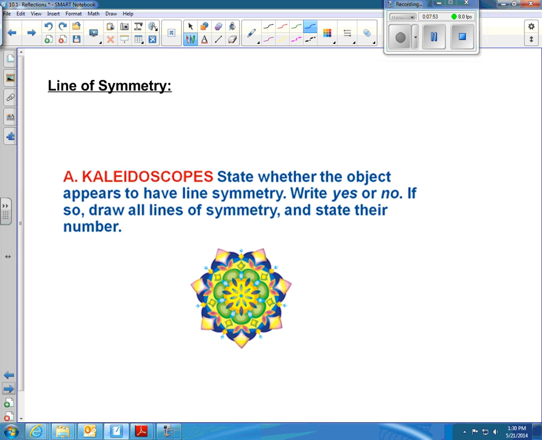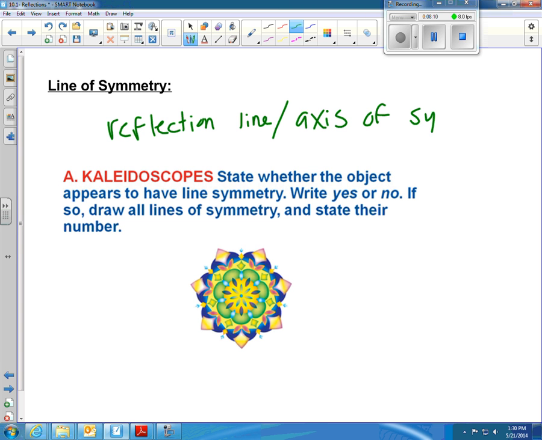All right, let's go to the back side of our note sheet here. It talks about line of symmetry. This is just that reflection line we've talked about. We've talked about it before and called it the axis of symmetry. So reflection line or axis of symmetry. All right, so let's go ahead and look at these problems on the backside.